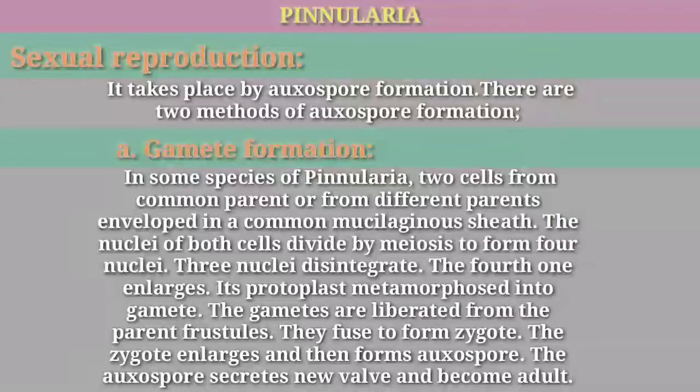The gametes are liberated from the parent frustules. They fuse to form a zygote. The zygote enlarges and then forms an auxospore. The auxospore secretes a new valve and becomes an adult.